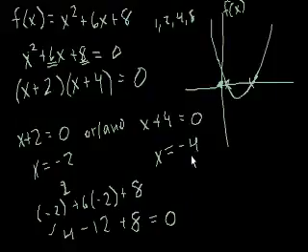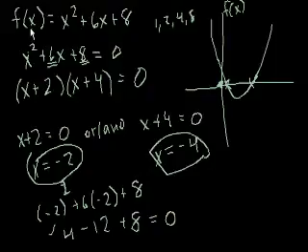And you might be saying, wow, this is interesting. This is an equation that has two solutions. Well, if you think about it, it makes sense, because the graph of f of x is intersecting the x-axis in two different places. Let's do another problem.